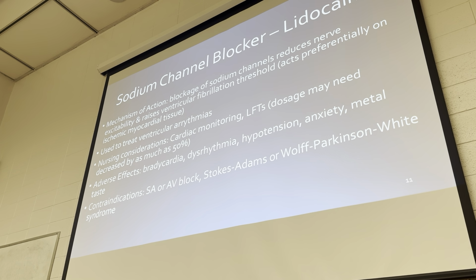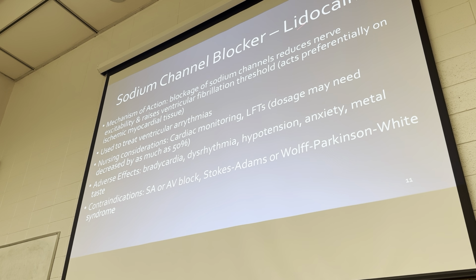So our sodium channel blockers, like I said, we're going to talk more about lidocaine here. So it blocks those sodium channels, reducing the nerve excitability. So again, you can't just continue to depolarize as quickly, and it raises that ventricular fibrillation threshold, okay? Because if it's reducing that excitability, then because we're not moving that sodium in as fast, then it, again, can't happen as quickly. So we're bringing that heart rate down, okay? We're slowing the process.